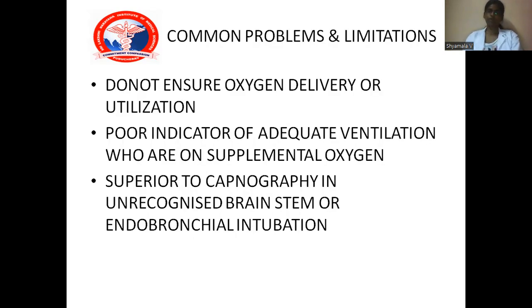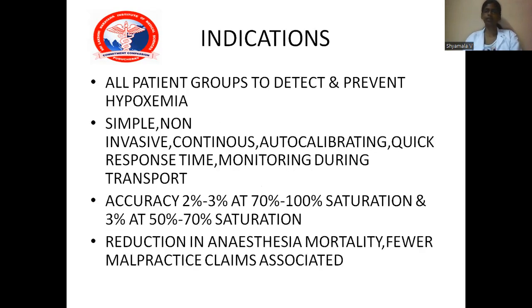The common problems associated with pulse oximeter is it does not ensure adequate oxygen delivery or utilization. It is a poor indicator for adequate ventilation, however on supplementary oxygen. It is inferior to capnography in unrecognized brainstem and endobronchial intubations. Coming to the indications, it can be used in all patient groups to detect and prevent hypoxemia.